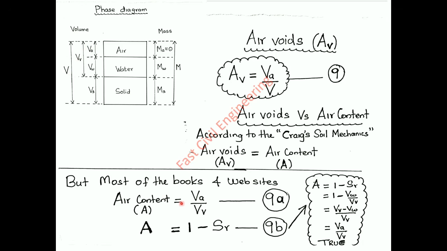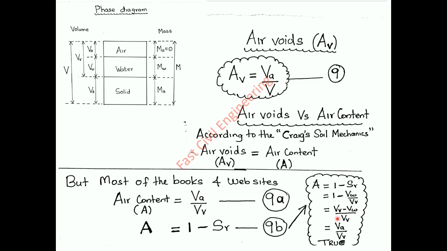Equation number 9a. Air content A is equal to 1 minus SR, that means 1 minus degree of saturation. 9b. How to derive this one? A is equal to 1 minus SR. A is equal to 1 minus volume of water over volume of voids. That is the definition of SR.